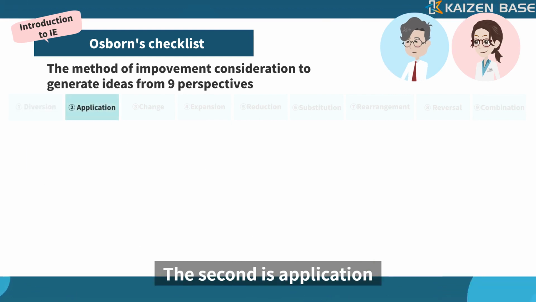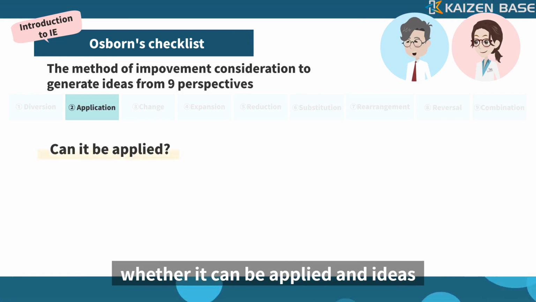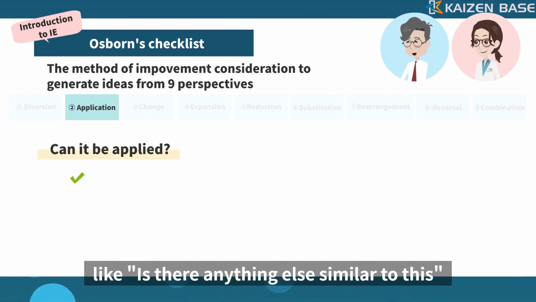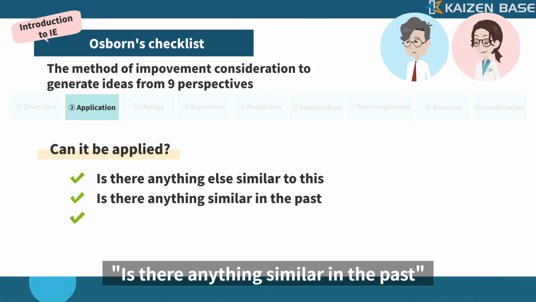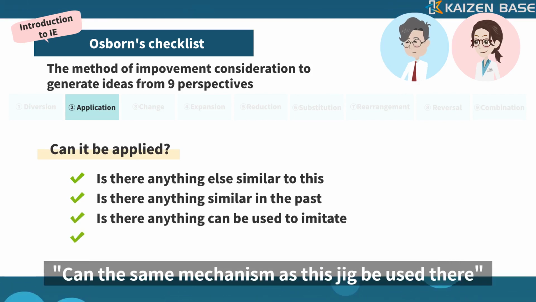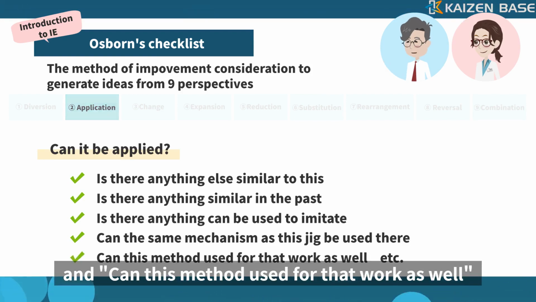The second is application. Application is based on the perspective of whether it can be applied, and ideas come from questions like: is there anything else similar to this, is there anything similar in the past, is there anything that can be used to imitate, can the same mechanism as this jig be used there, and can this method used for that work be used here as well.